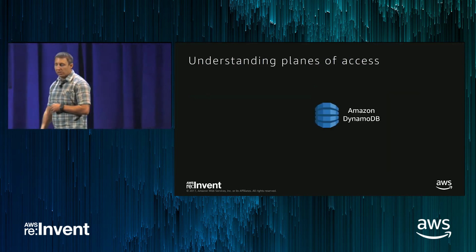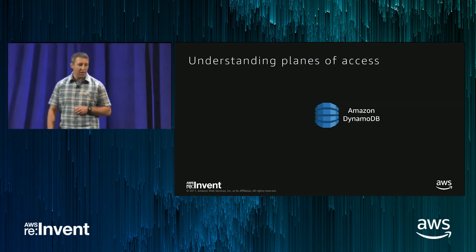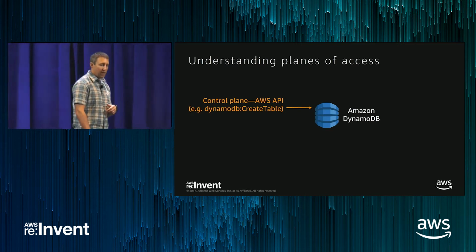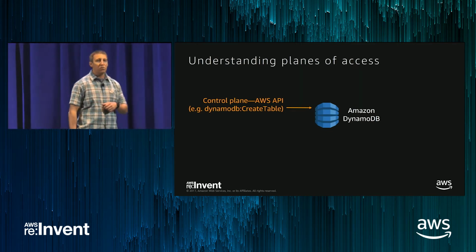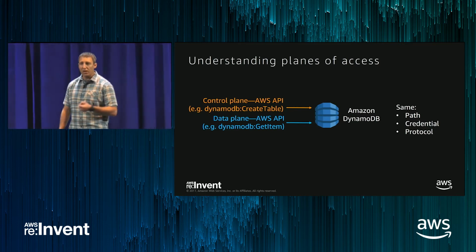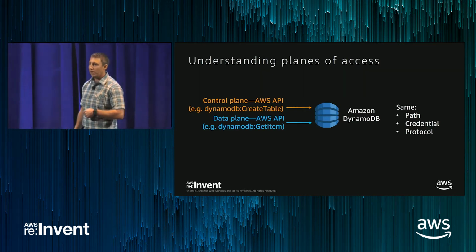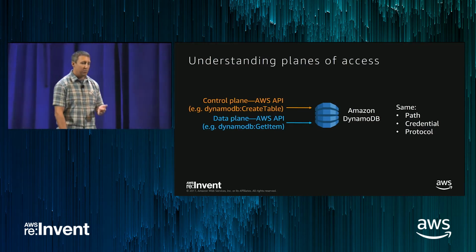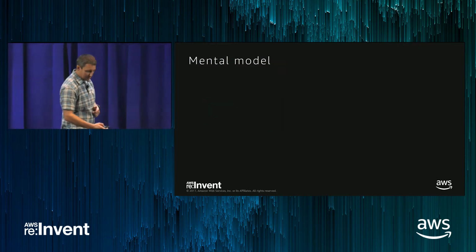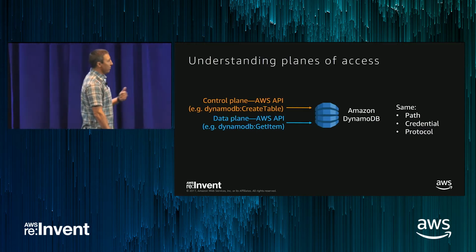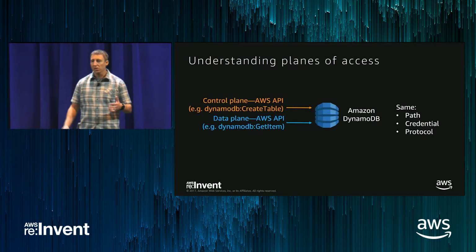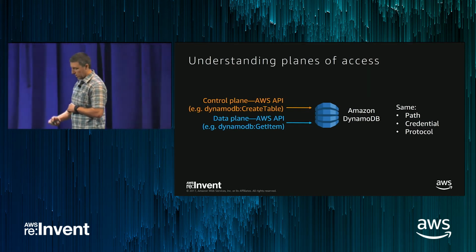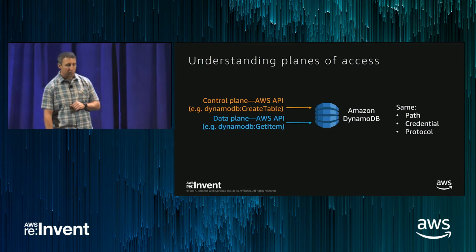Now we compare that to a different AWS service like DynamoDB. And here we've got that same control plane that's also an AWS API, DynamoDB create and destroy table, for example. But that is unified in this case with the data plane API. The way you put or get items out of DynamoDB is also an AWS API, right? So here we've got the same path, credential, and protocol for the service in both the control plane and the data plane. So just keep those planes of access in mind as we go through this.